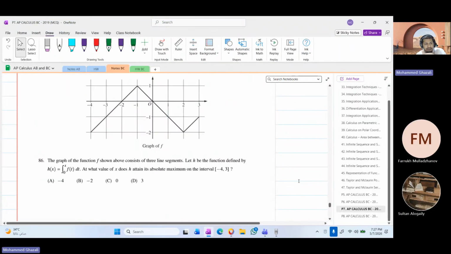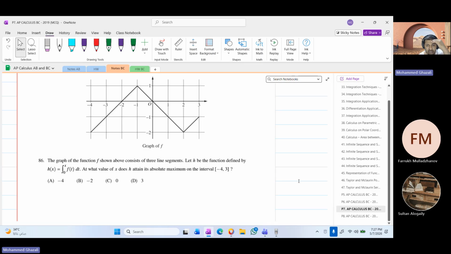Right, next question. The graph of the function f shown above consists of 3 line segments. Let h be the function defined by h of x. At what value of x does h attain its absolute maximum on the interval -4 to 3? How are you going to find absolute maximum? Absolute maximum is either endpoints or relative minimum and maximum values. It can occur there. So this is the graph of f, but we're finding at what value of x does h attain absolute maximum.